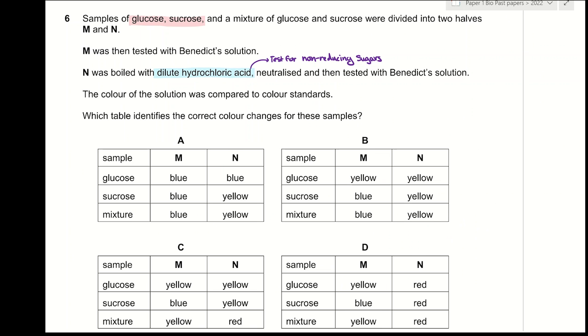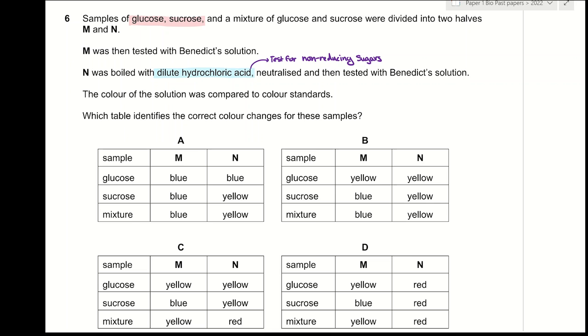Question number 6. Samples of glucose, sucrose, and a mixture of glucose and sucrose were divided into two halves, M and N. M was then tested with Benedict's solution. Benedict's solution is a test for reducing sugars, and a positive test will be from blue to brick red. N was boiled with dilute hydrochloric acid.